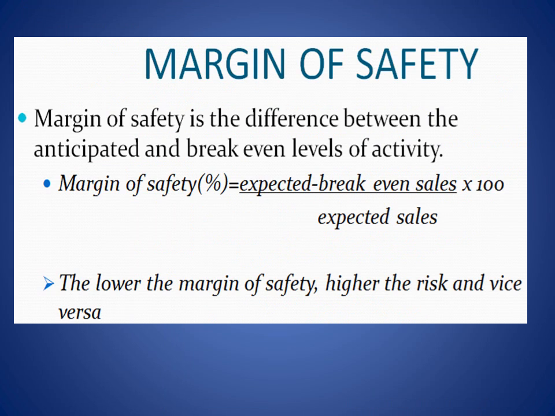Considering margin of safety, another benefit of using CVP analysis is that we are able to identify the margin of safety, which is the difference between the anticipated and break-even levels of activity. The margin of safety percentage will be the difference between expected and break-even sales over expected sales, multiplied by 100. So the lower the margin of safety, the higher the risk will be, and vice versa.